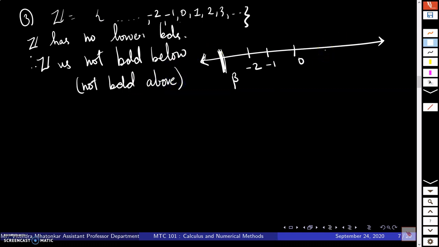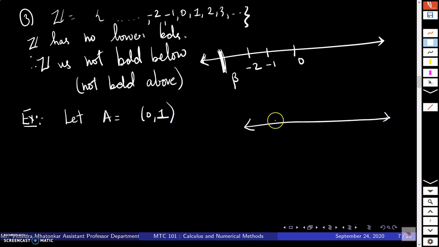All right, now let me look at the same set which I already mentioned in the previous slides. Let A be equal to the open interval (0, 1), all the real numbers which are strictly between 0 and 1. If I try to plot that here, let's say 0 is here and 1 is here. We said that 0 is the lower bound of this set A. Can there be any real number which is bigger than 0 and a lower bound of A? That is the question now.